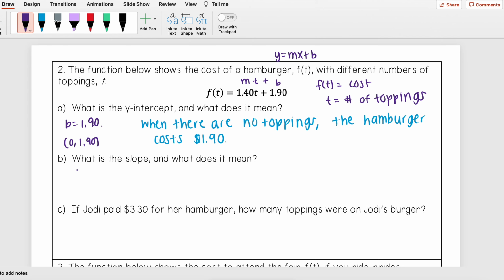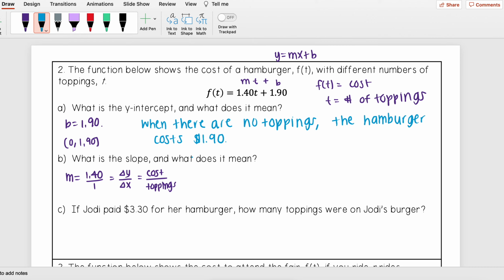Okay, now let's look at the slope. So what is the slope? Well, the slope here is 1.4. I'm going to go ahead and put that over 1, and I want to determine what that means. So remember, that's my change in y over my change in x. Well, my y, or f of t, is the cost. And my change in x, or change in t, is the toppings. So that means $1.40 for the cost per 1 topping.